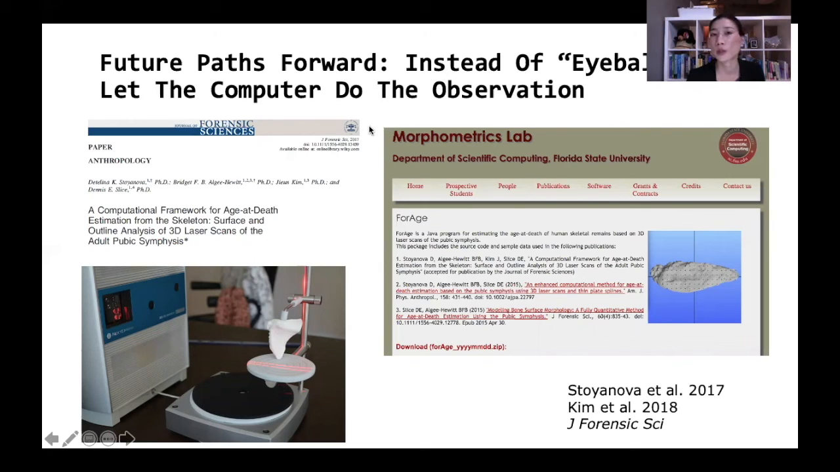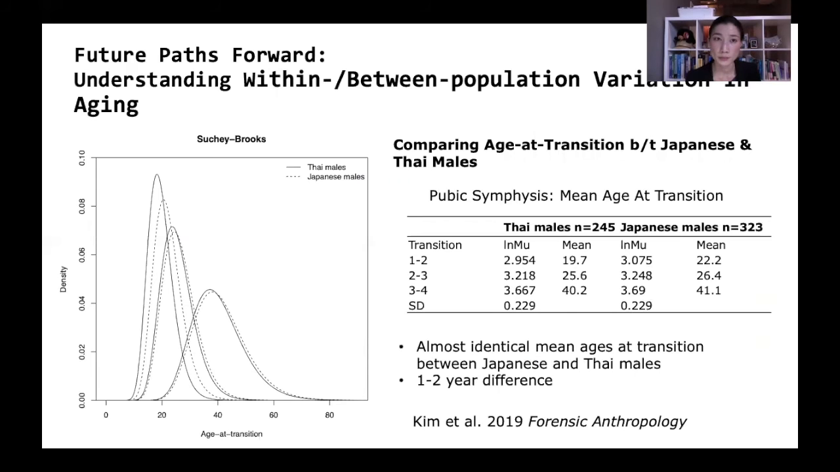All right, so in future, I know I talked a lot about the observation-based age estimation, but in the near future, we're going to do a more computationally heavy way of quantifying the shape, topography, and the overall surface change of the pubic symphysis and other age indicators as well. And by using the results of the current research, we can compare how the skeletal aging of the Korean population is different from other Asian populations.